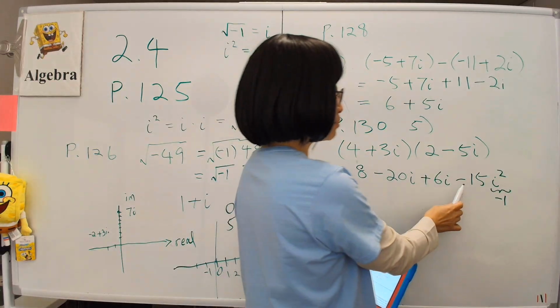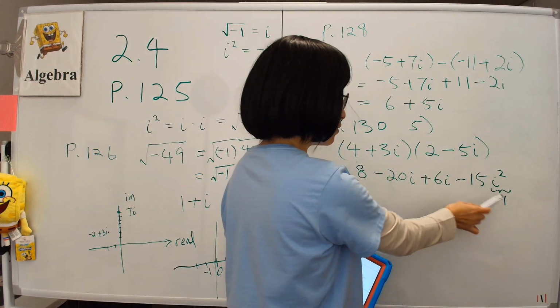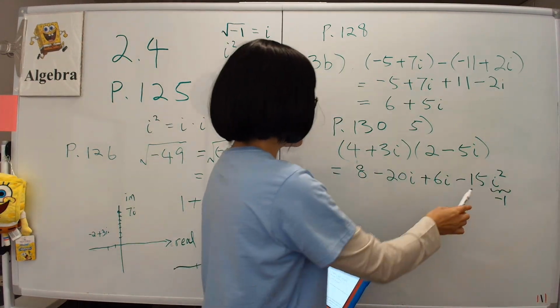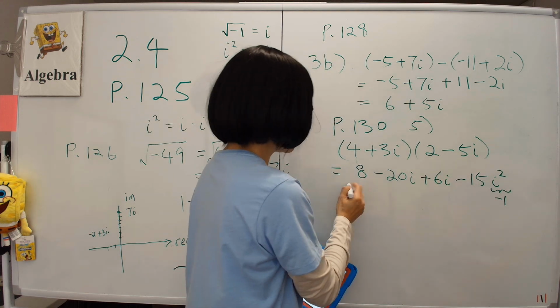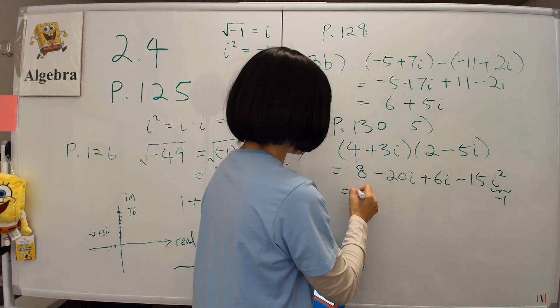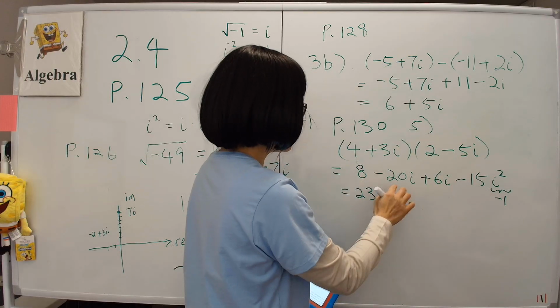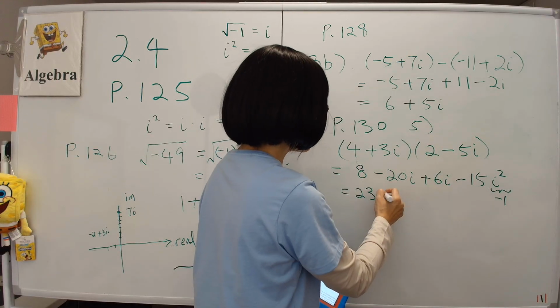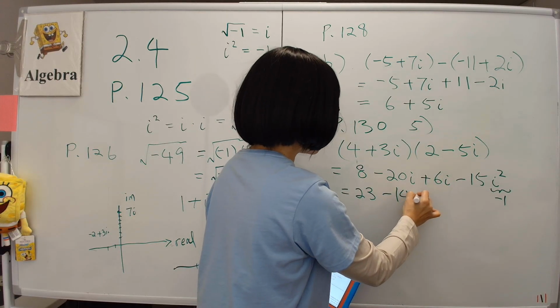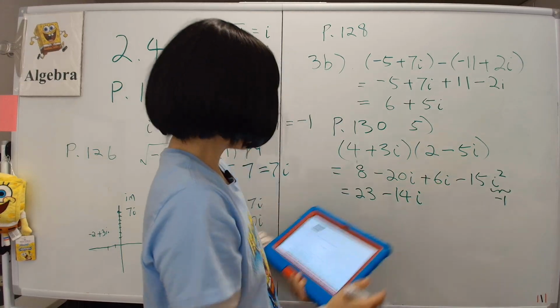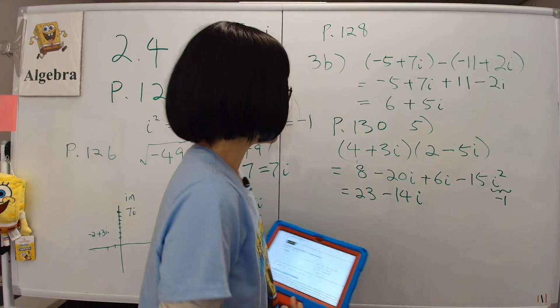So then this becomes positive 15 because it's negative 15 times minus 1. So that's positive 15 plus 8, that's 23. So 8 plus 15. And then minus 20i plus 6i, that's minus 14i. And that should be our answer if I didn't mess up. Yep, that is correct. And that is how it is done.